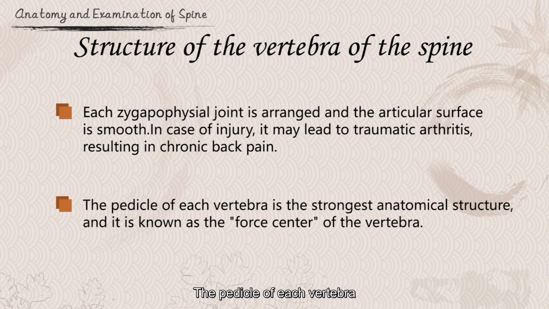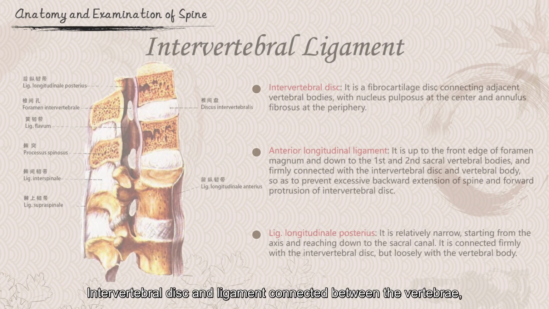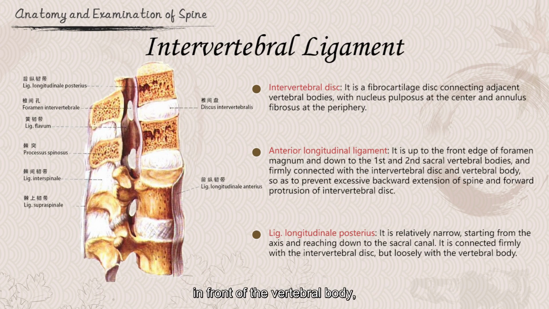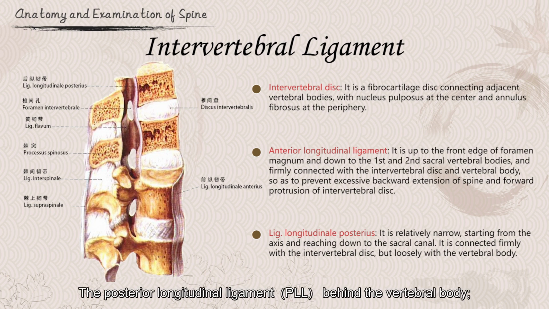The pedicle of each vertebra is the strongest anatomical structure, and it is known as the fourth center of the vertebra. Intervertebral discs and ligaments connect the vertebrae, with a strong ALL in front of the vertebral body, which is the longest ligament in the human body. The PLL is behind the vertebral body.